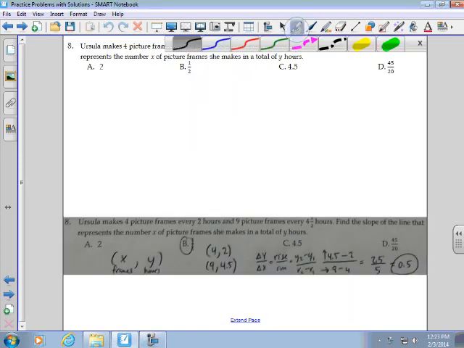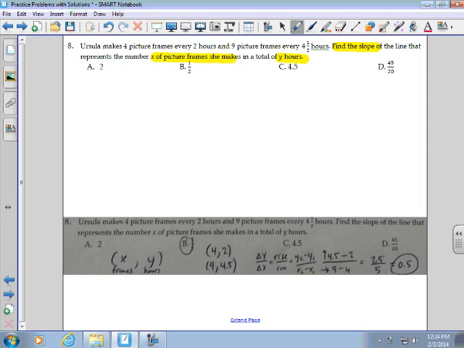Alright, this particular problem, it's telling you to find the slope. So in order to find a slope, you need to have 2 points. Well, in this case, it's kind of difficult to tell what the points are. So the key is look for the variables. It says that x is the picture frames, and y is the hours. So I immediately identify a point, x, y, where x is the frames, y is the hours. So now you read the problem, and it says that there's 4 picture frames every 2 hours. So that is a coordinate.